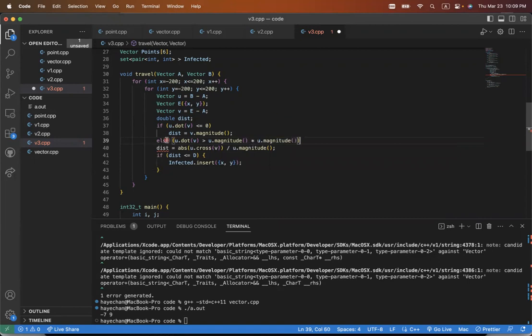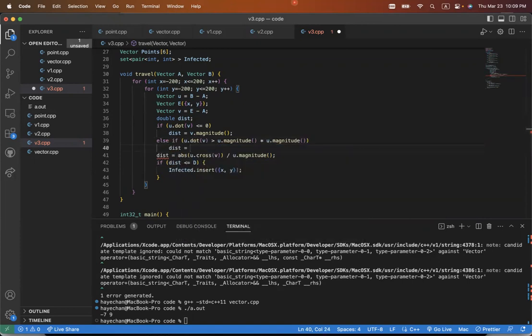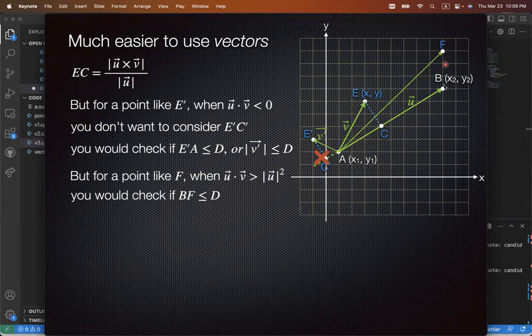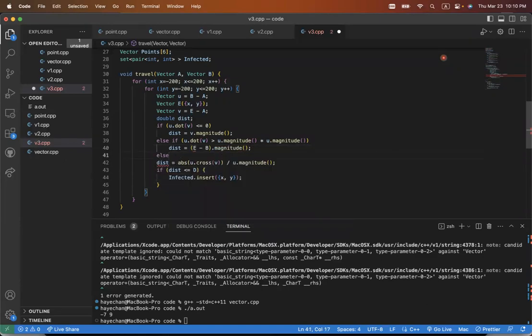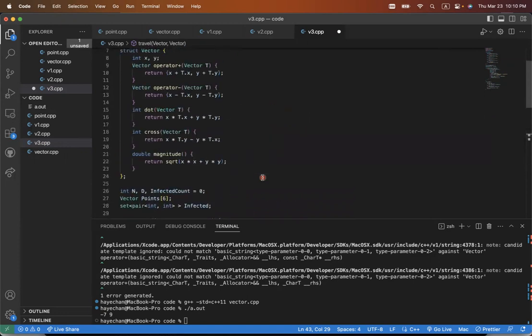Then what's else if here? Then it's FB, right? So basically, or EB in this case, the distance. So it's E minus B, and then you take the magnitude, the length of this vector. And if it's neither case, then you use the main formula, the cross product. And then you check if distance is less than D, and then you insert it if it's infected. So I think that's what we want to do.